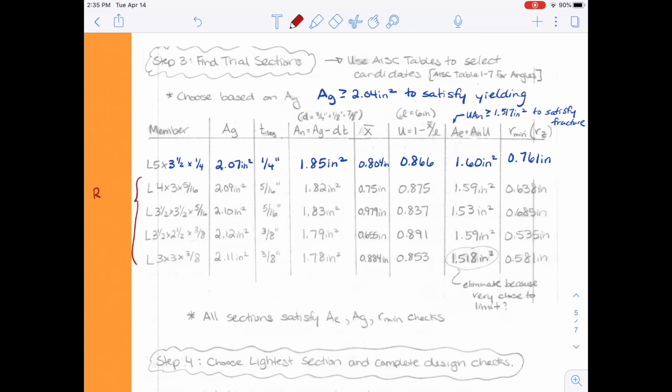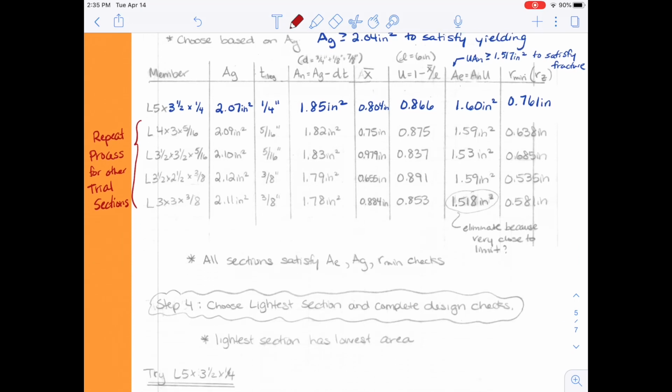So for now, these 5 members will be the candidates for our design. Now, we know that these 5 members, as of right now, satisfy the yielding limit state. They also satisfy the fracture limit state. Again, you'll have to complete this table on your own to get all these numbers. But we see now that all of these would meet. Now, you could question the last section. The last section just barely meets the requirement for fracture, so maybe that's a little bit close to the limit. But again, we have our safety factors and our reduction factors, so this would meet the design as given in the AISC spec.